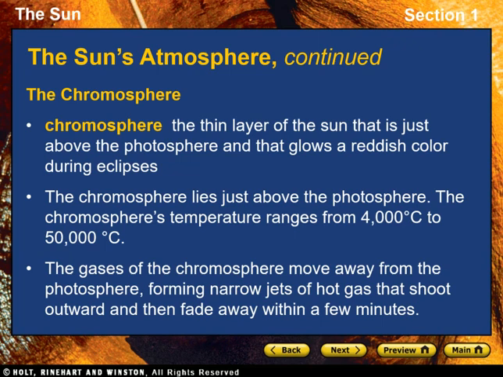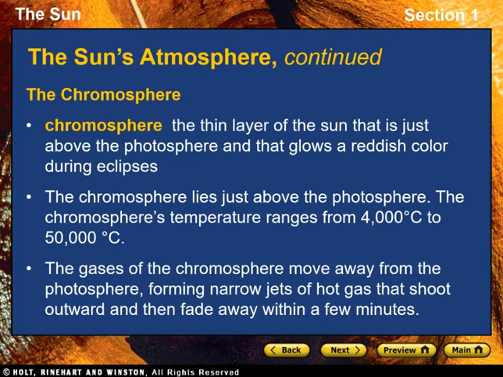The gases of the chromosphere move away from the photosphere. In an upward movement, gases regularly form narrow jets of hot gas that shoot outward from the chromosphere and then fade away within a few minutes. Some of these jets reach heights of 16,000 kilometers.